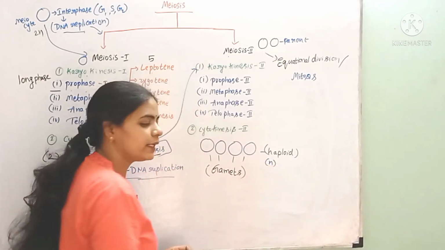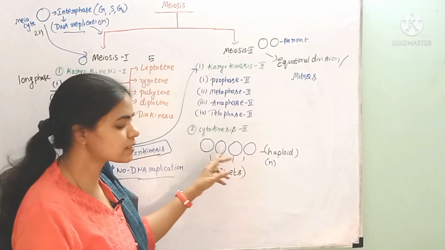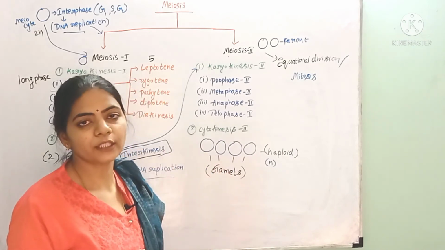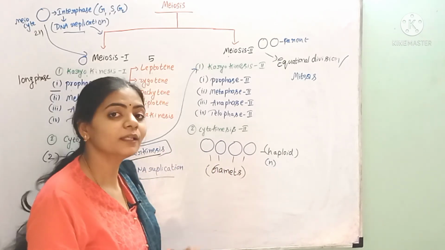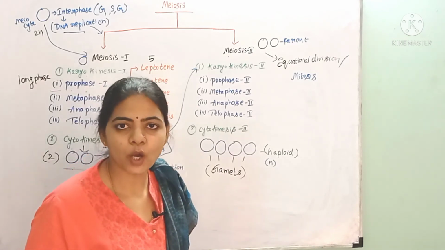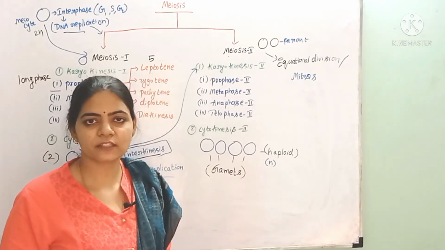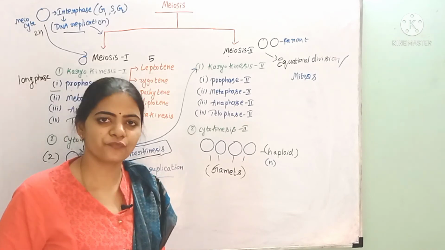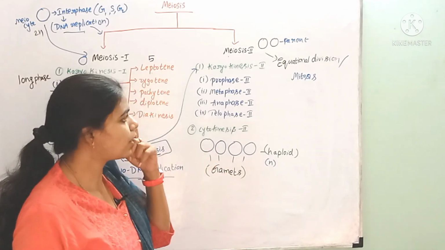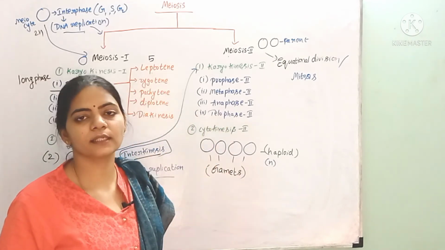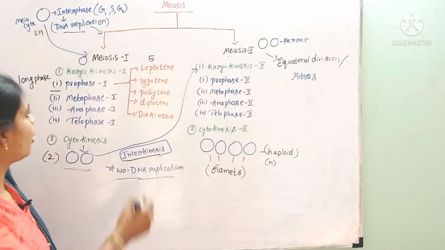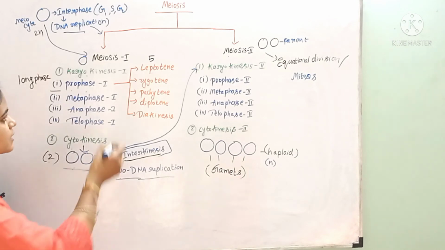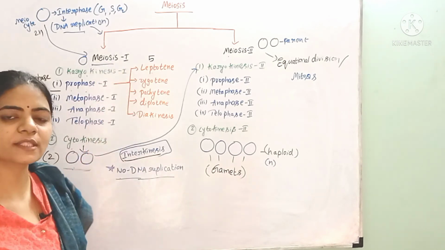In higher organisms, these haploid daughter cells generated after completing meiosis are called gametes. If it is a male organism, they are called male gametes. If it is a female organism, they are called female gametes. This is about the 2 cycles seen in meiosis. In the next coming videos, we are going to study all these phases in detail. First, we'll start with meiosis 1.